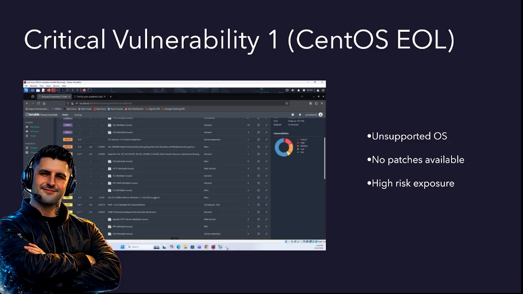One of the most critical findings was that the operating system is end of life. This means no security patches are available, leaving the system permanently vulnerable. From an attacker's perspective, this dramatically increases success probability because known exploits remain effective.